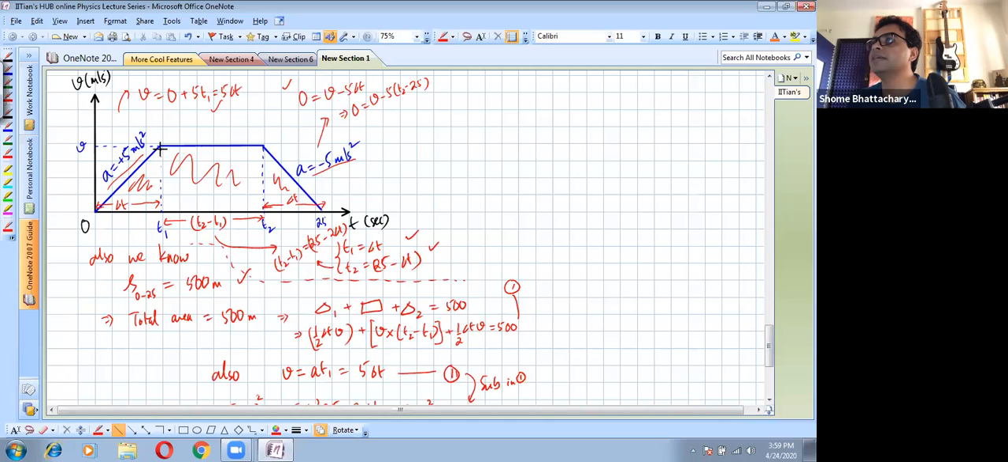Uniform acceleration for some time t1, then uniform motion for some time up to t2, and then uniform deceleration till it comes to rest again. The total time is 25 seconds, but in between, to begin with, we don't know these two times, t1 and t2.